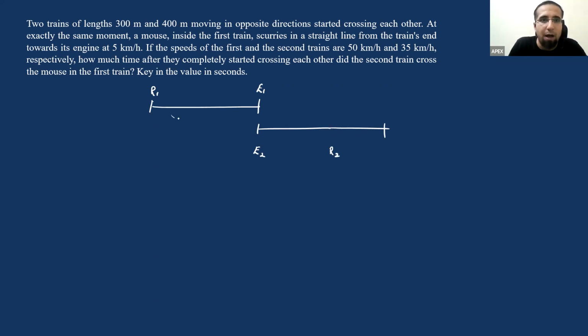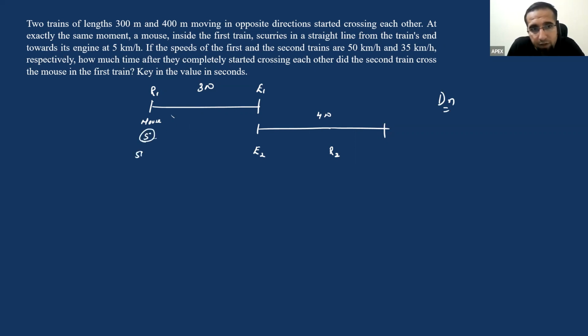Okay. Now there's a mouse. This is a 300-meter train. This is a 400-meter train. There's a mouse here. Now the mouse is on the train, which can be assumed as a boat on the water. When the boat is on the water and the water is also moving and the boat is also moving in the direction of the water, that is called downstream. Now, the mouse is moving towards the engine at a speed of 5 kilometers an hour.